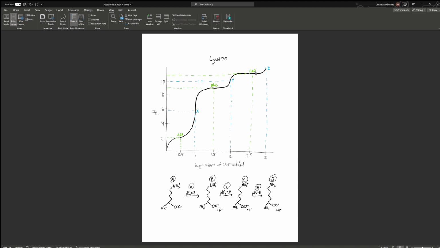And, oh, I forgot to mention that this inflection point here is at a pKa, or I'm sorry, a pH of 9. And this one, the C and D, is at a pH of 11. And the equivalence point here has 3 equivalents of OH added.